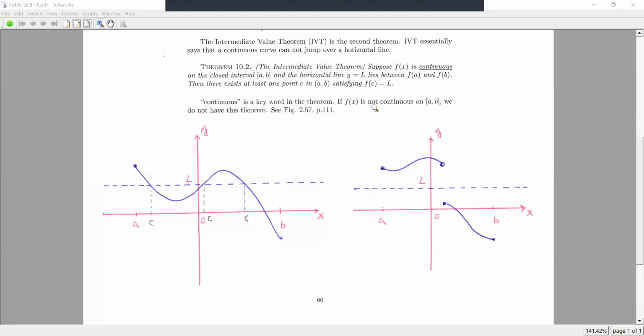In IVT, in this theorem, continuous is a keyword. If the function is not continuous on the interval [a, b], we don't have this theorem. For example, the function in this diagram is not continuous everywhere between a and b. At this point, the function has a jump. For this function, you cannot find a c between a and b where the function value is L, because the graph of the function doesn't intersect the horizontal line L.